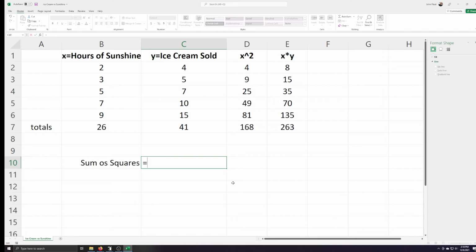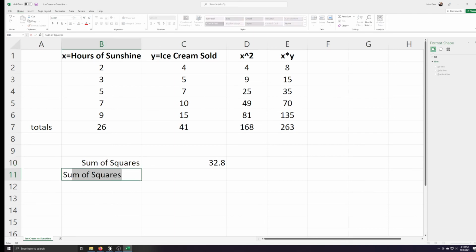So we need the summation of all the x squareds. Well, that number's right here. Minus, now we're going to put this in parentheses, the summation of all the x's squared, divided by the number that we have, which is 5. So I just go ahead and hit enter, and there's my 32.8. Let me go and fix this spelling.